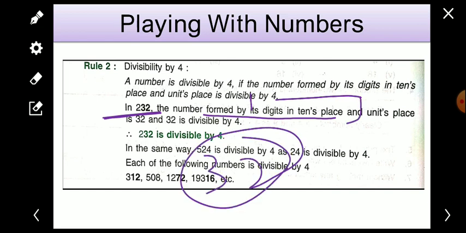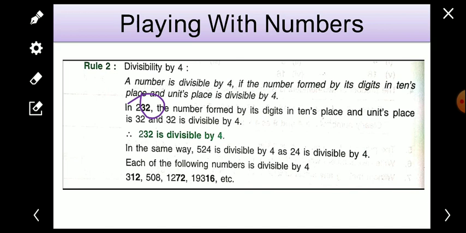Which number is there? 32. You can see here that the ones and tens digits form the number 32, and 32 is divisible by 4. So this number will also be divisible by 4. So what is the rule? Whenever a number is given, we just see the number formed by the last two digits. If that number is divisible by 4, then the given number will also be divisible by 4.